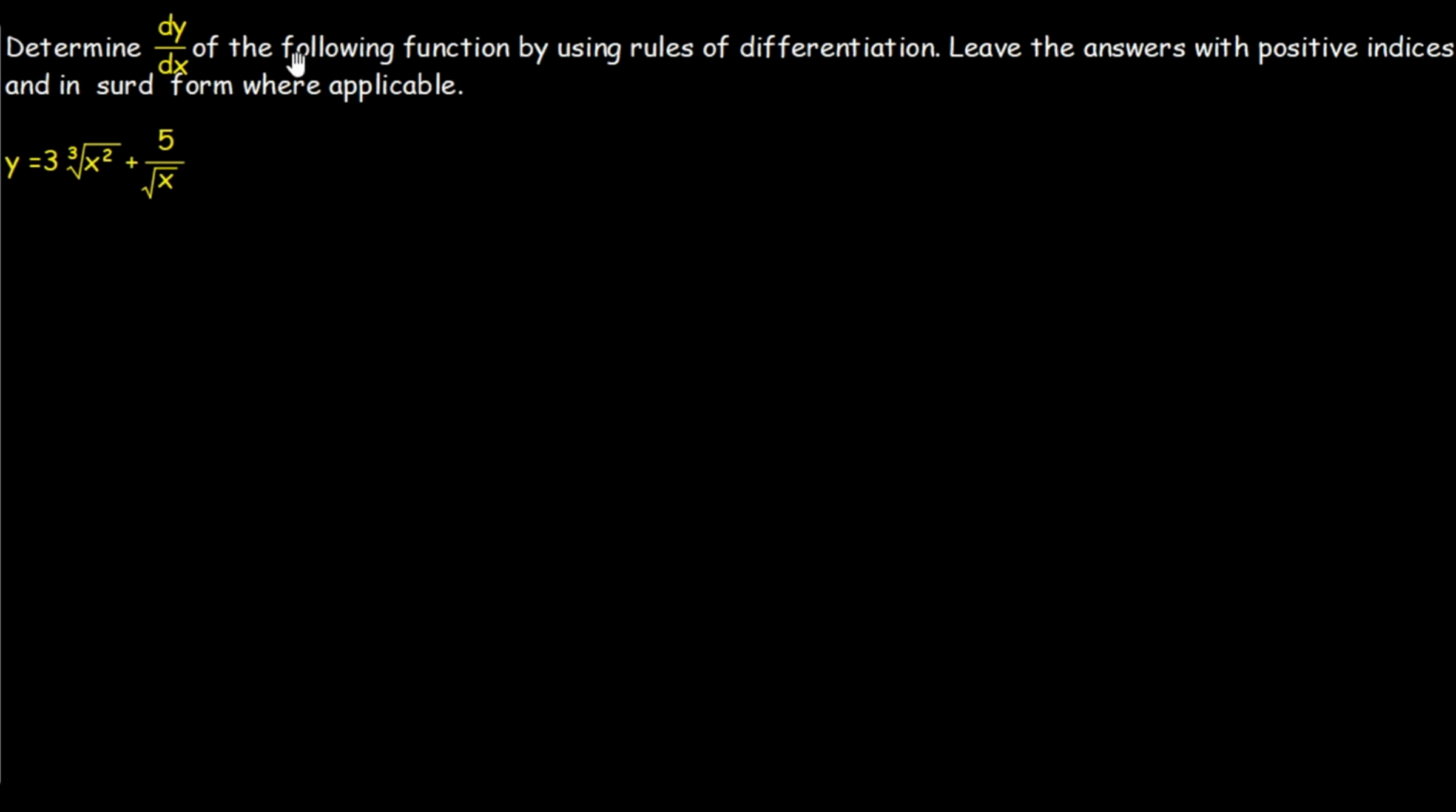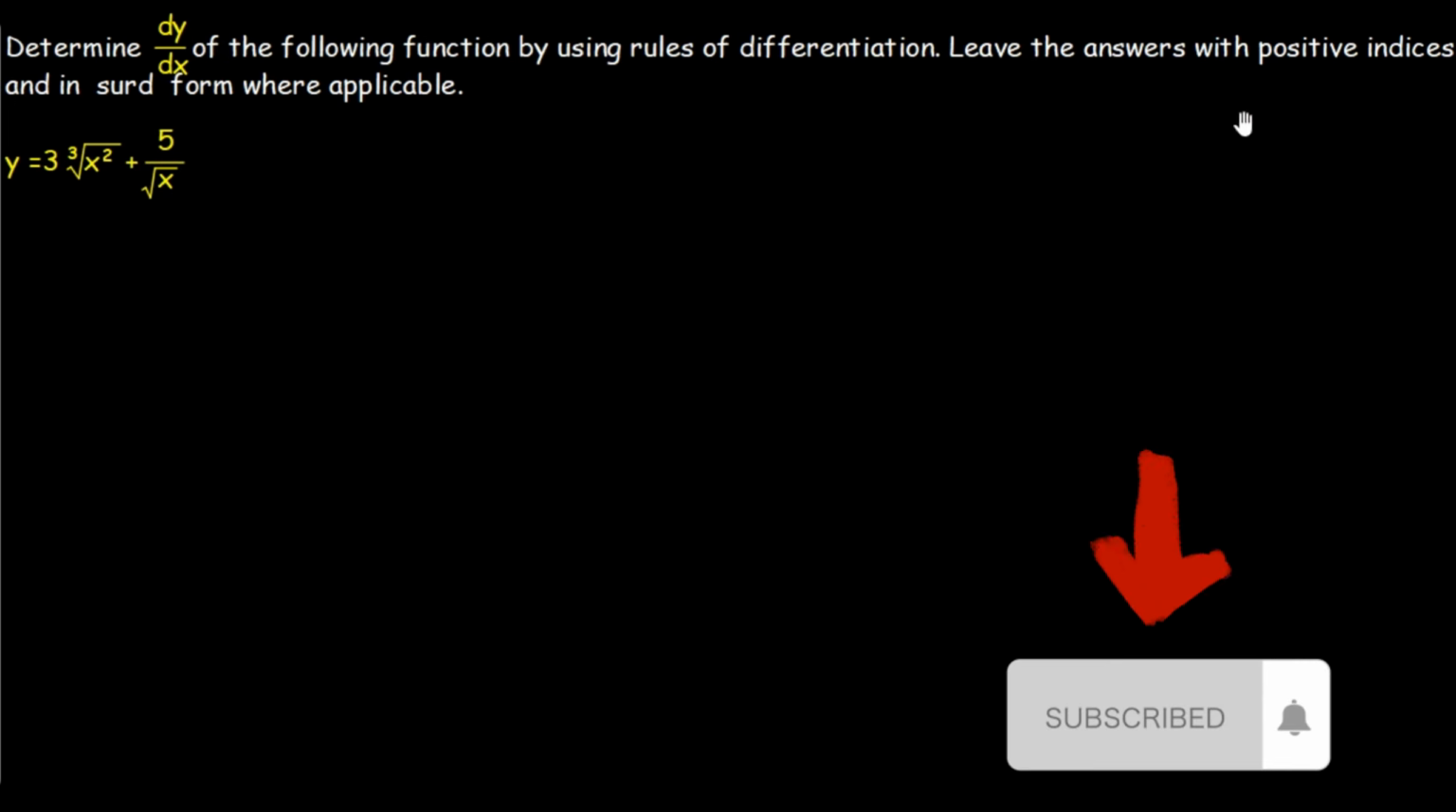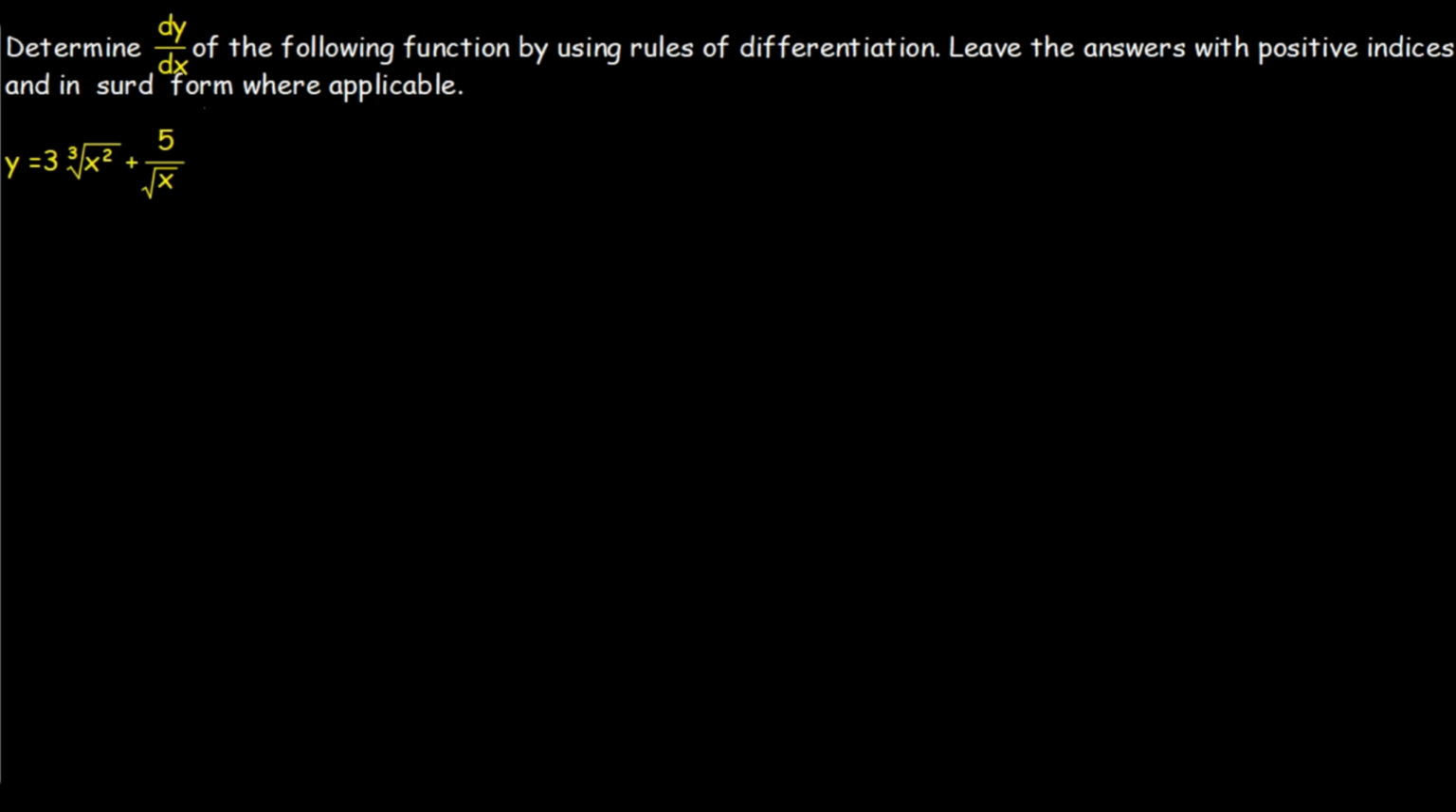Let's determine the derivative of the following function by using rules of differentiation. We'll leave our answers with positive indices and in surd form where applicable. So we are given a function y is equal to 3, which is multiplying the cube root of x squared, plus 5 over root of x.